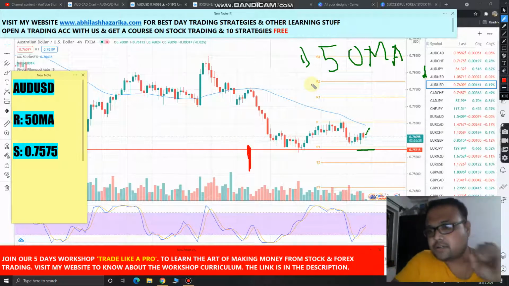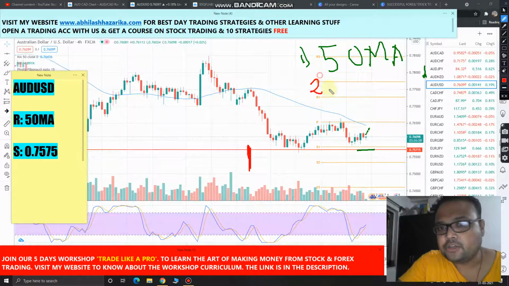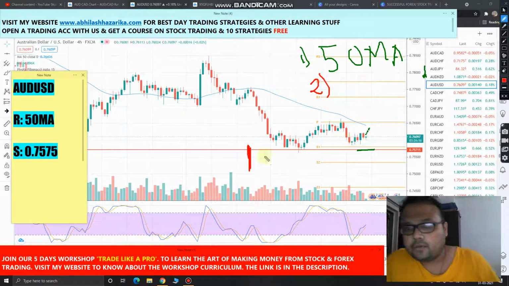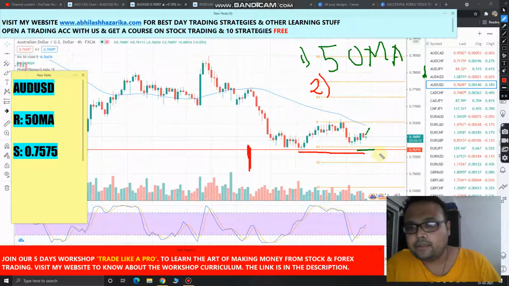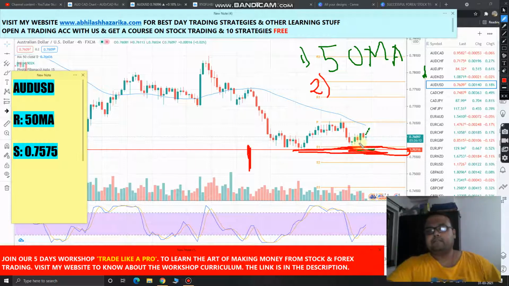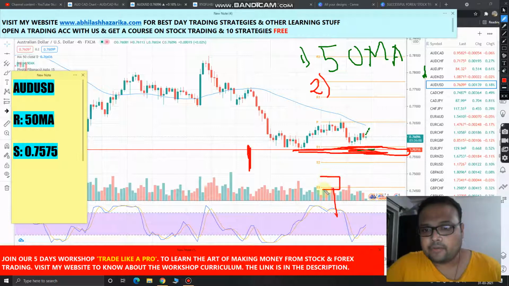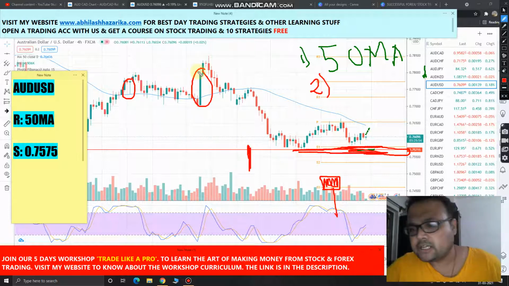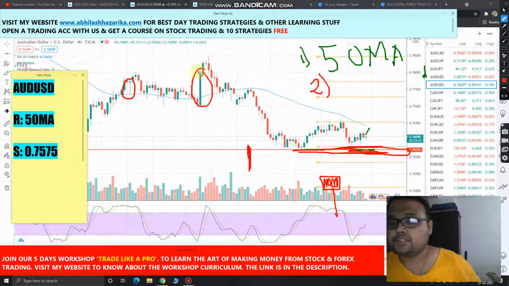So this is the first trading opportunity. The second trading opportunity can be to let the market come down to the 0.7575 level, or to this level. When the market is at this level, just observe the price. If you see that price is being rejected from below, if you see a hammer kind of pattern, or a pin bar type of pattern, or a big green candle like this, a bullish engulfing pattern, these are the bullish patterns.